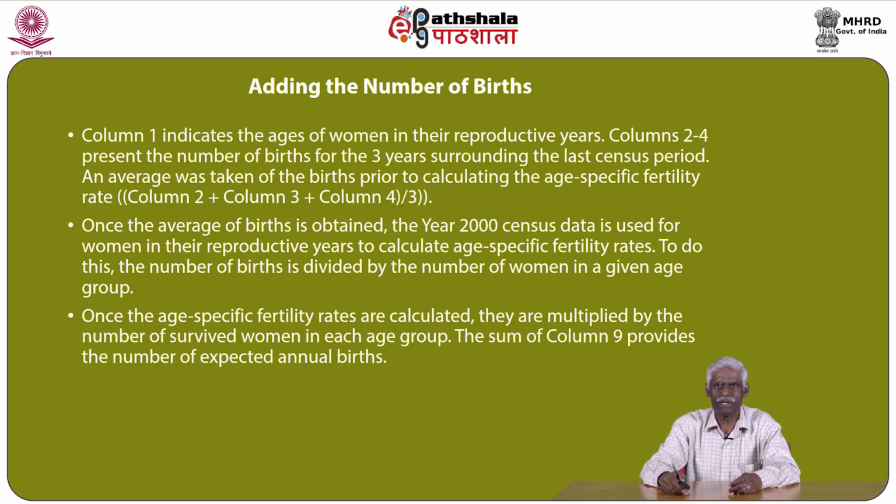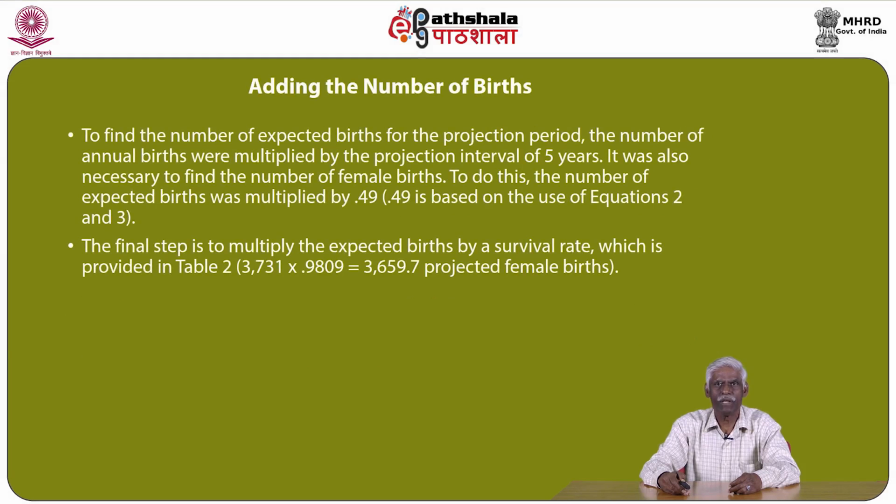Once the age-specific fertility rates are calculated, they are multiplied by the number of surviving women in each age group. The sum of column 9 provides the number of expected annual births. To find the number of expected births for the projection period, the number of annual births was multiplied by the projection interval of 5 years. It was also necessary to find the number of female births. To do this, the number of expected births was multiplied by 0.49. 0.49 is based on the use of equations 8.2 and 8.3. The final step is to multiply the expected births by a survival rate, which is provided in the table.